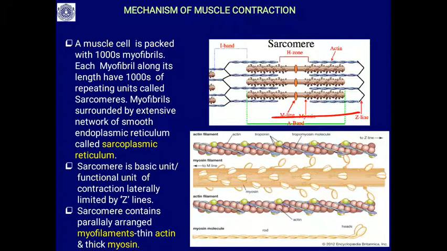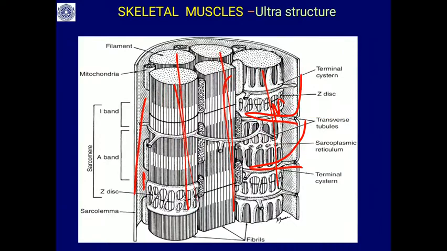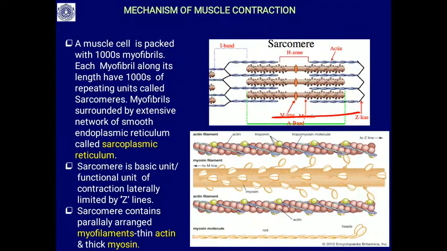This is a single sarcomere. The myofibrils are surrounded by an extensive network of smooth endoplasmic reticulum, which is called the sarcoplasmic reticulum. The sarcomere is the basic unit or the functional unit of contraction. It is limited by the Z line or Z disc, and you will find the actin myofilaments. You have studied the structure, and in between you will find the myosin myofilaments. This is the actin myofilament, and this is myosin in between.